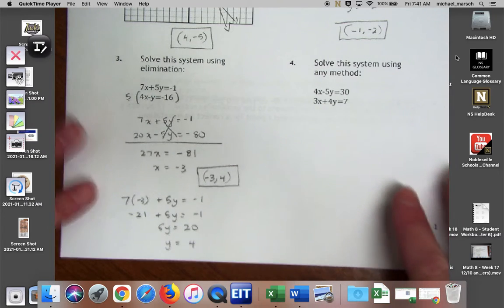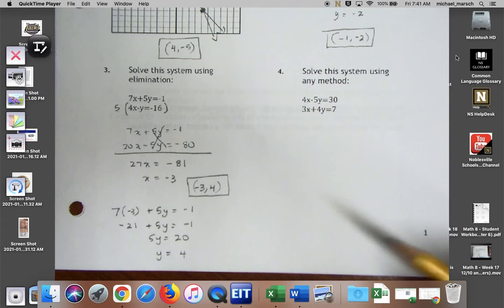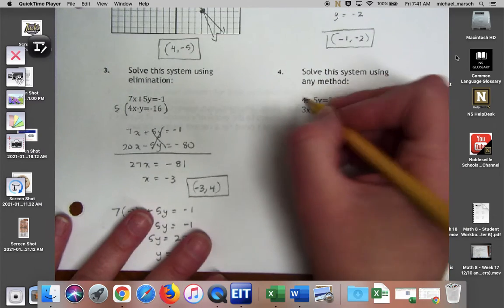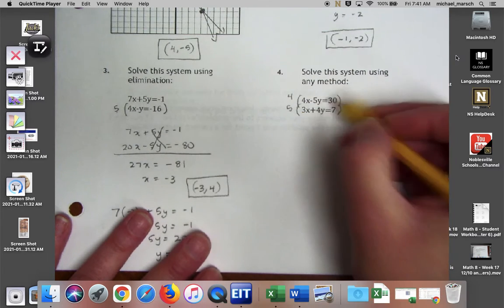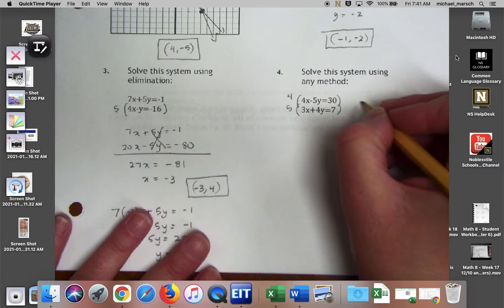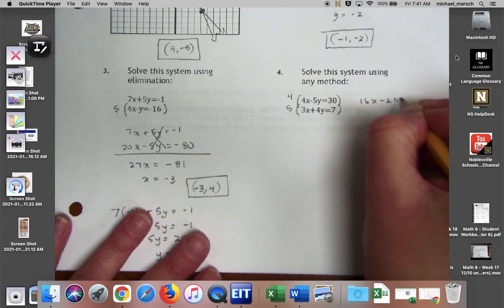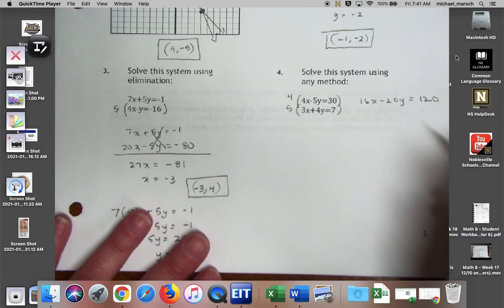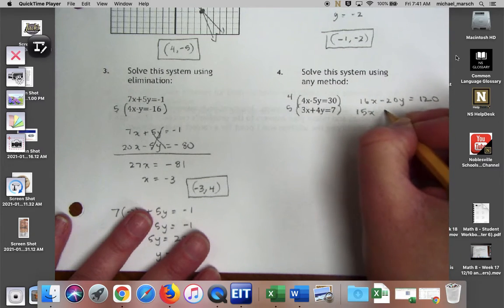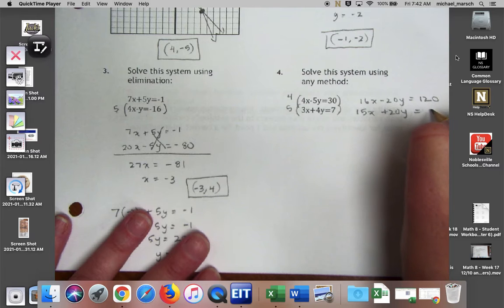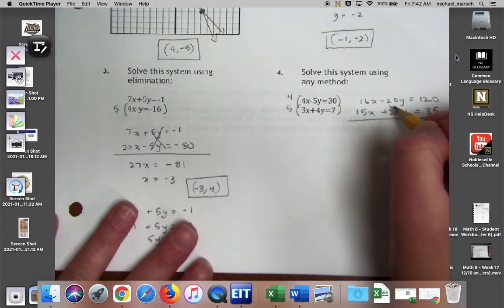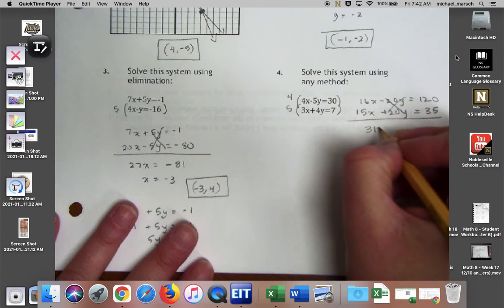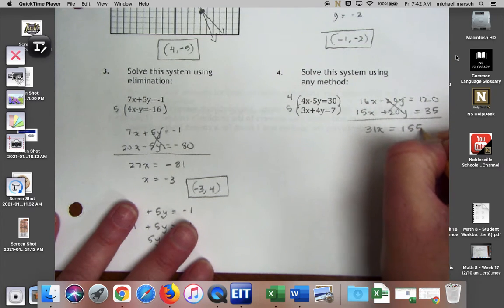And then number 4, you get to kind of solve however you want. I'm going to go ahead and assume, even though I know the risks I'm taking, that most of you did elimination. So I would have multiplied this top one by 4 and the bottom one by 5 so that I can cancel my y's again. So I'm going to get 16x minus 20y equals 120. And I'm going to get 15x plus 20y equals 35. So then these cancel out, and I get 31x equals 155.